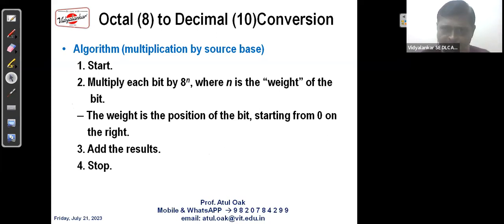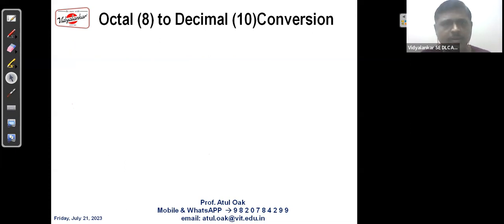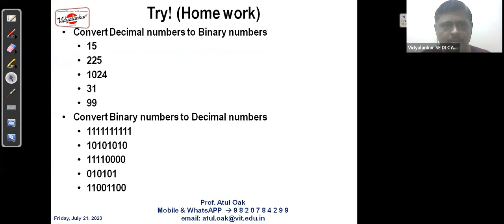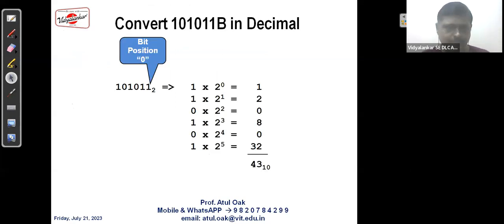The rest is the same algorithm, same words, like weight, multiply by 8 raised to n, n is the weight, repeat and add. Okay, so this process is similar to converting binary to decimal. Okay, this particular conversion, observe it. The only difference is now you are going to multiply by 8 instead of 2. Okay, let's check it out.